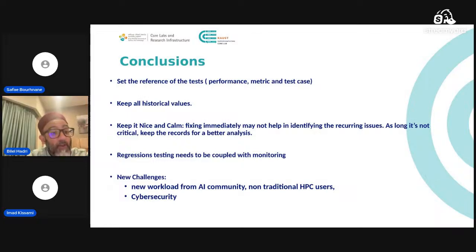Regression testing needs to be coupled with monitoring. And also now there is a new challenge because you have new workloads from the AI community or non-traditional HPC users. And last but not least, now there is cybersecurity. So this is another big topic.